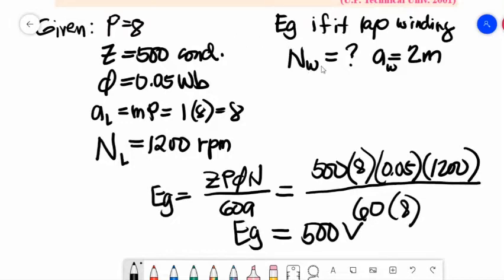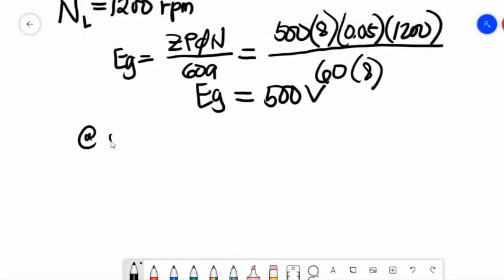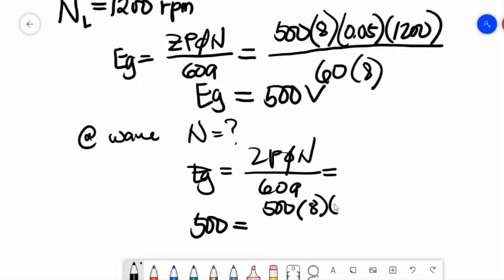So what will be the speed if it is wave connected and the same EMF? So at wave, N is equal to what? So same formula, EG is equal to ZΦPN divided by 60A. So 500 is equal to 500 times 8 times 0.05, and the speed is unknown, divided by 60.